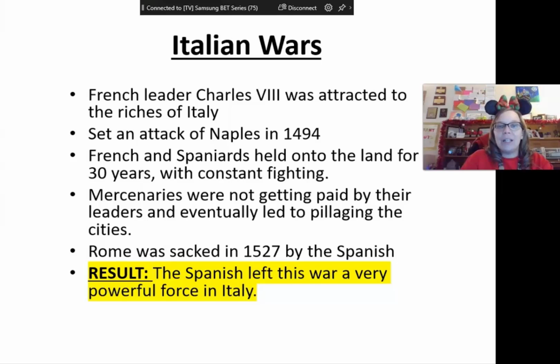But what ends up happening is that the mercenaries that are fighting are slowly losing their pay. The leaders of the armies that they're helping can't afford to pay them anymore, and eventually they decide that they want their money, so they just turn and start pillaging the cities that they're supposed to be fighting for. And so they turn around and sack Rome. And so Rome gets sacked in 1527 by the Spanish. And as a result, the Spanish become a more powerful force in Italy. And so this is why you see a lot of influence between Spain and Italy. So this is a result of the Italian Wars.